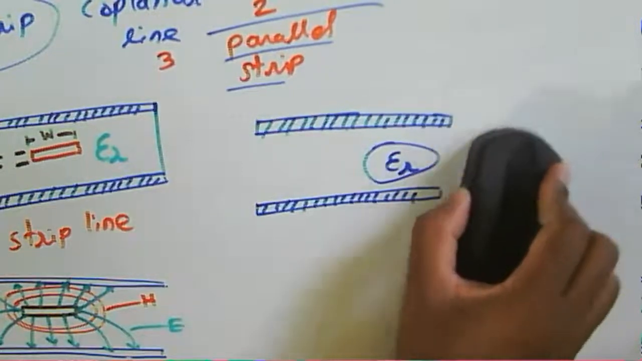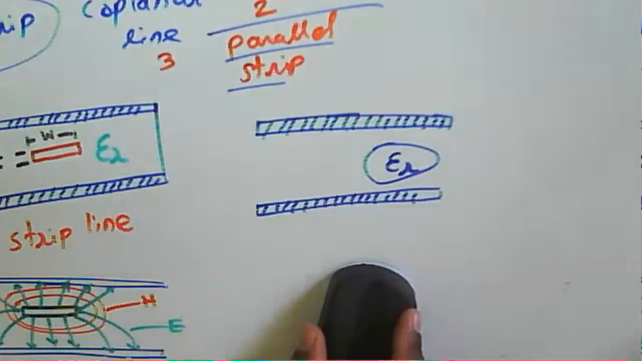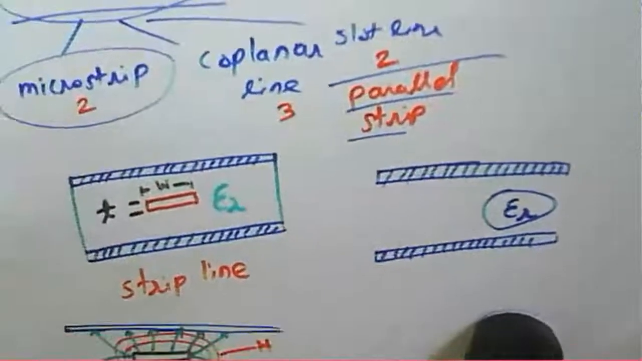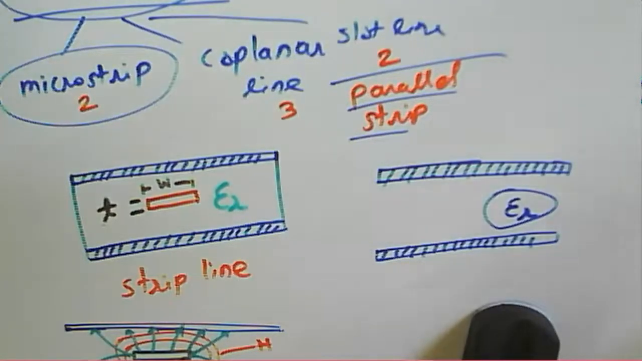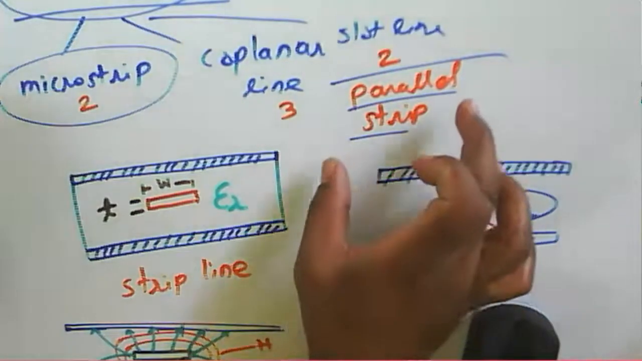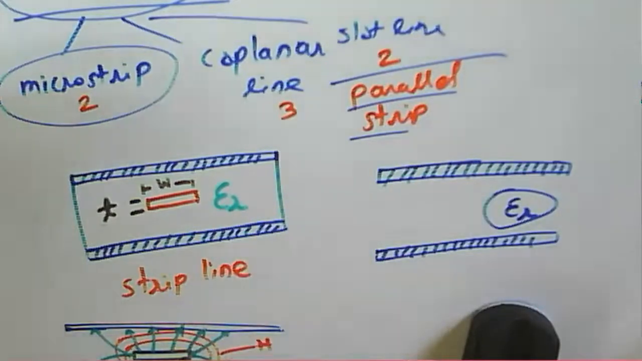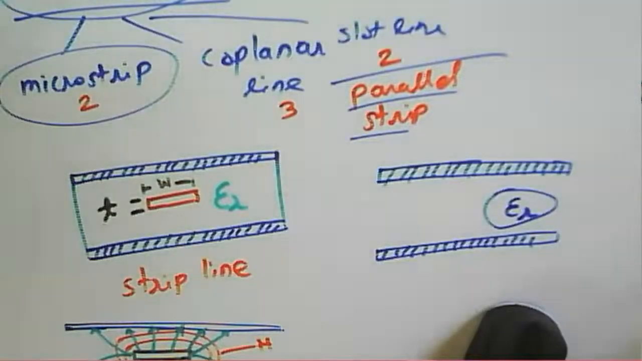That's all about what we have learned. Yesterday we started the microstrip line, and we saw its configuration and its field distribution. Today we have seen the strip line, the parallel strip line, and the slot line. That's all about the microstrip line and the line configurations. This particular topic belongs to the planar transmission lines.